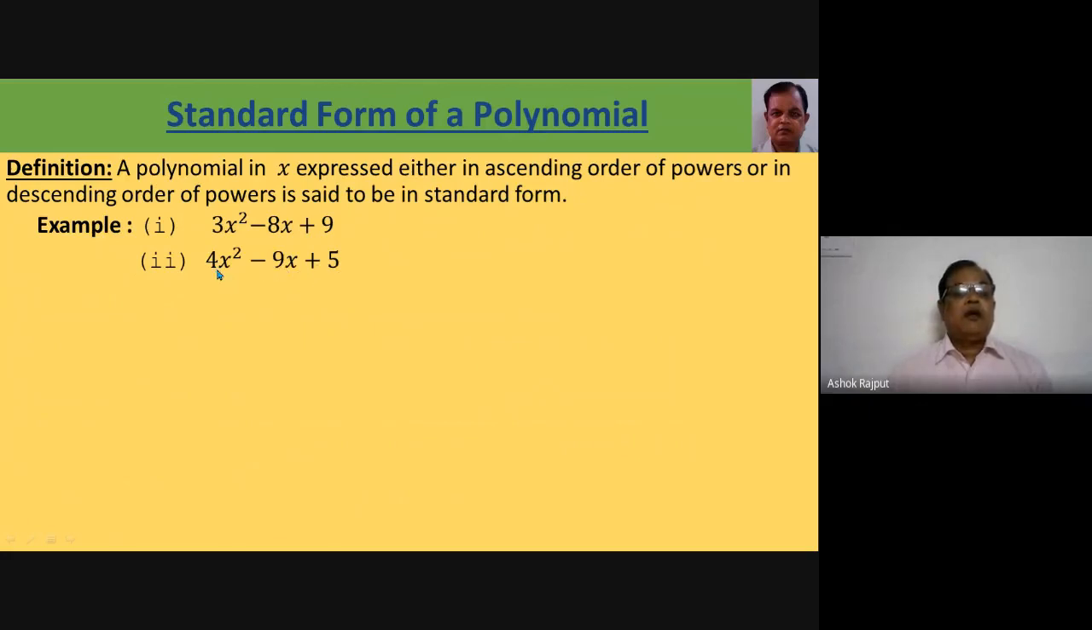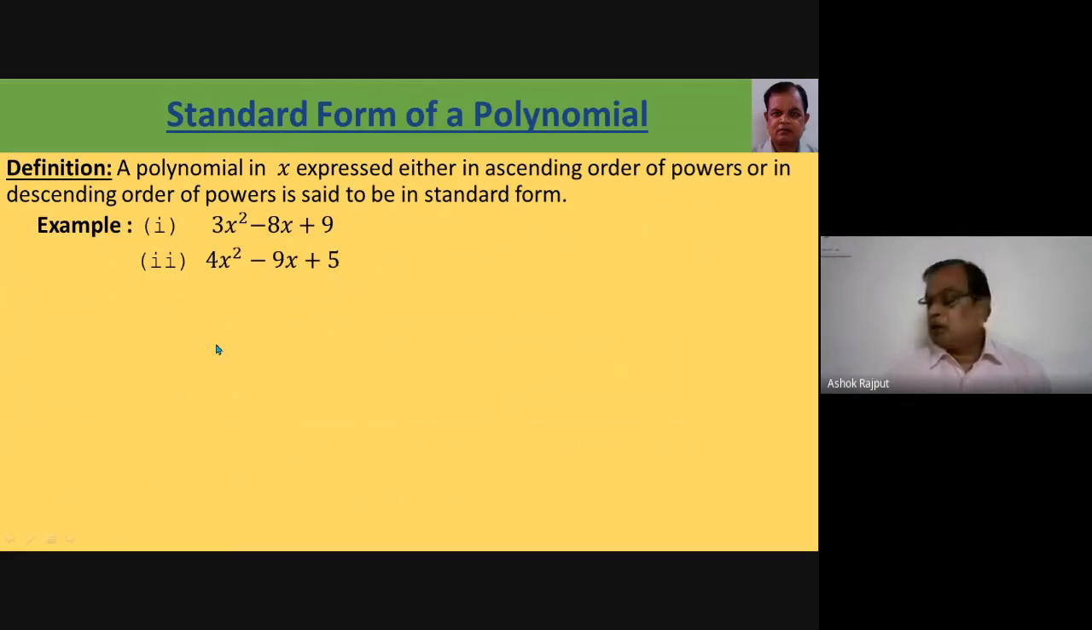Here we see that in the first term the power is 2, in the second term the power is 1, and at the end the power is 0. Why is it 0? Because if we put the power of any variable or any constant as 0, then its value will be 1. So here the power is 0 because x is not there, since that value is 1.